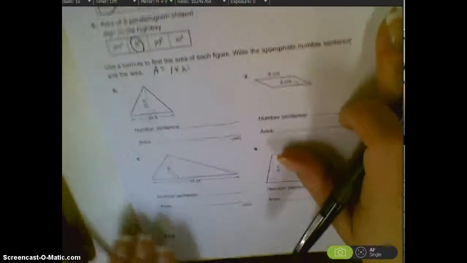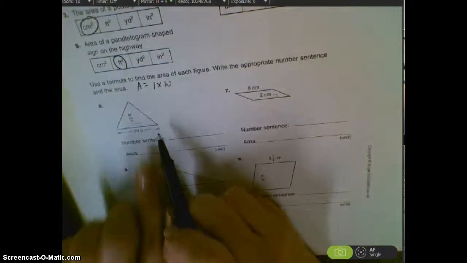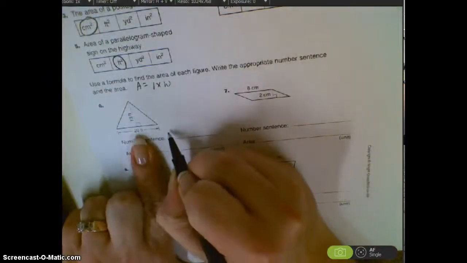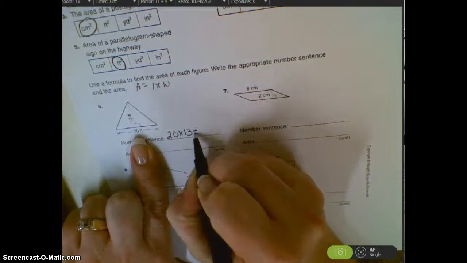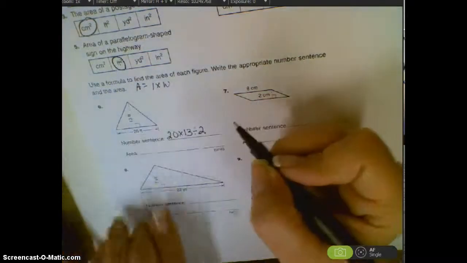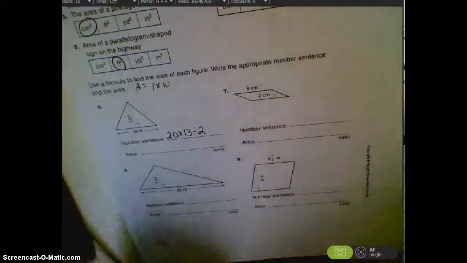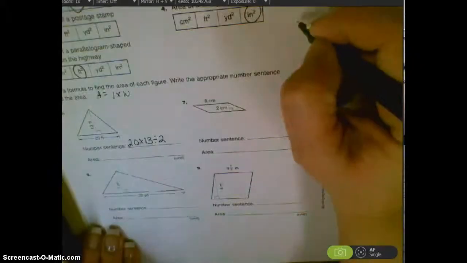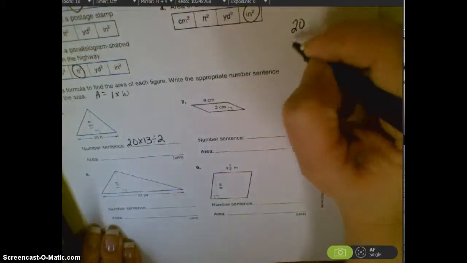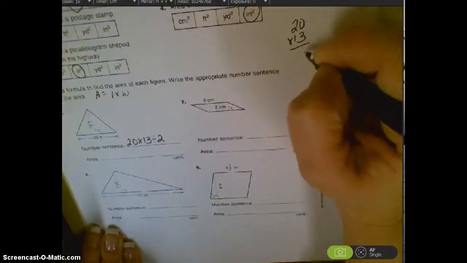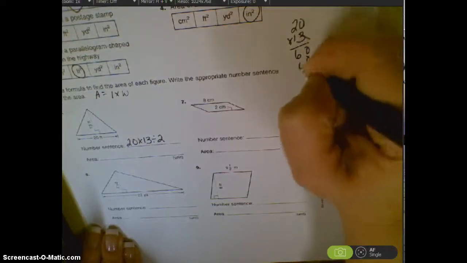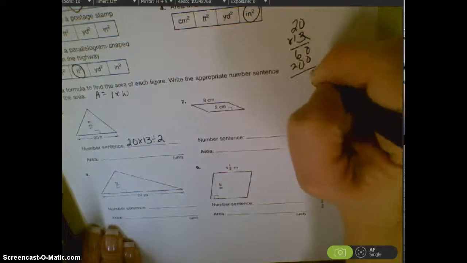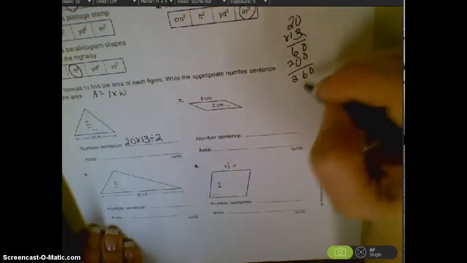So here we go, a number sentence. Let's figure this out. This would look like 20 times 13, and then you're going to need to divide it by 2 because it's a triangle. And if we do that, we can use some scratch paper over here. 20 times 13, 0 and 6, 0 and 2, and we get 260, and if we divide that by 2, we'd get 130.